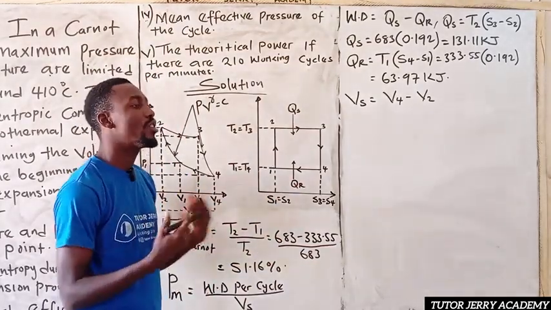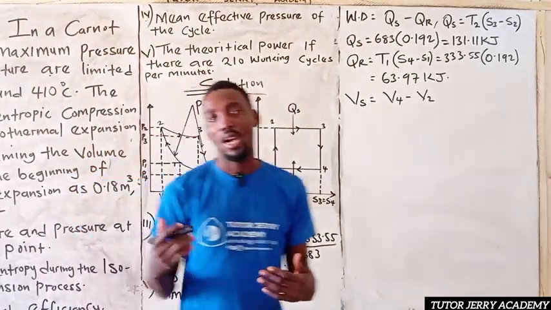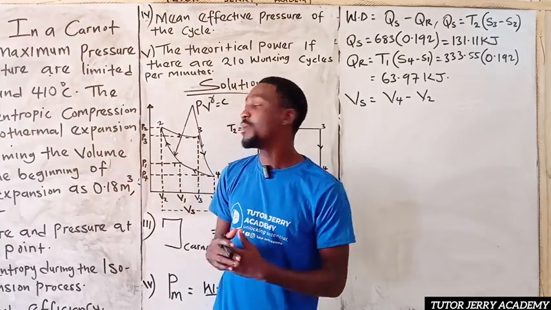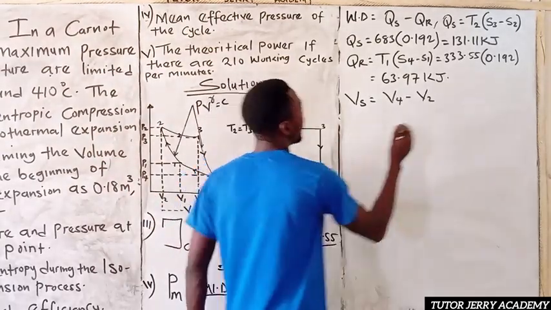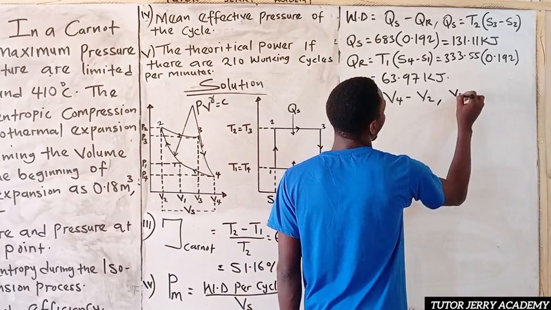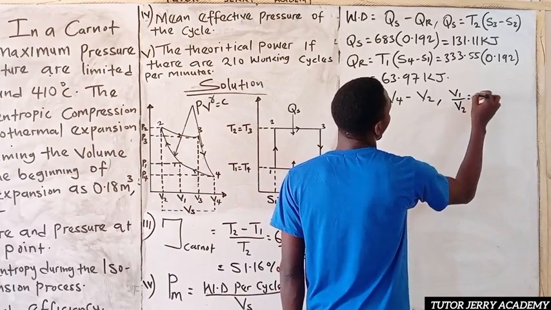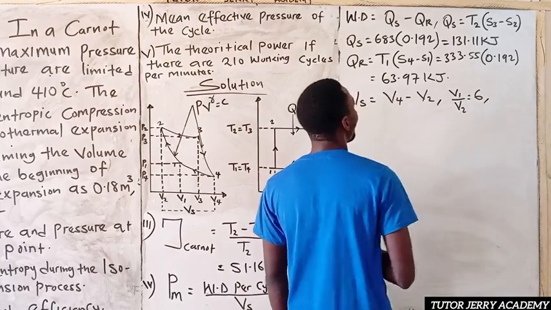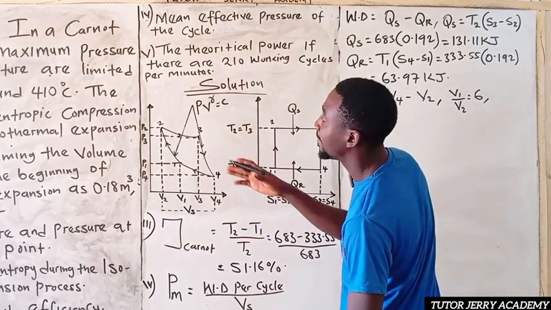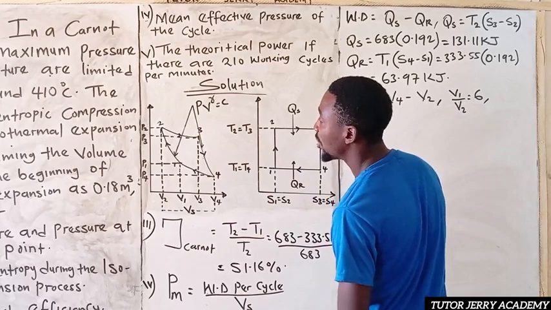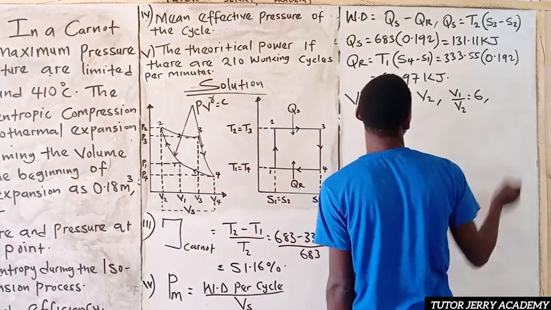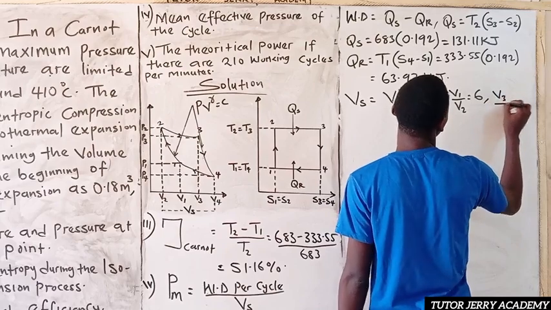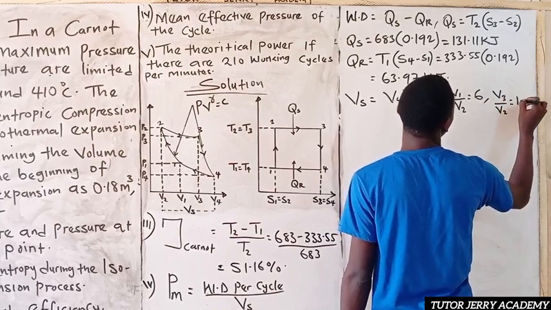You are going to recall that we already have our isentropic compression. That is V1 all over V2 is equals to 6. And then we have our isothermal expansion. That is the ratio V3 all over V2 to be equals to 1.5.